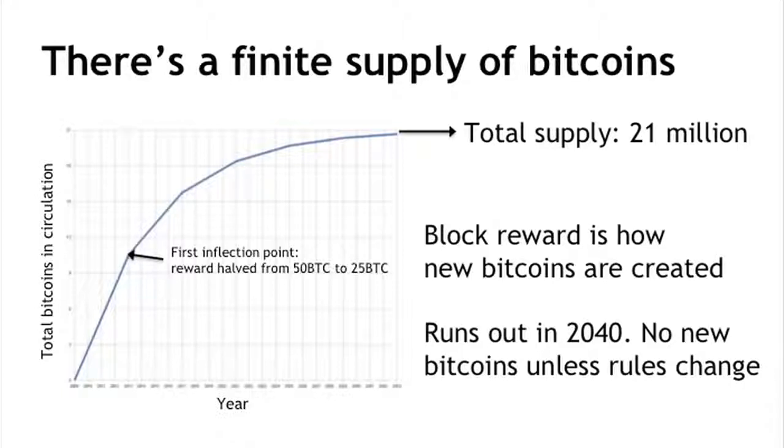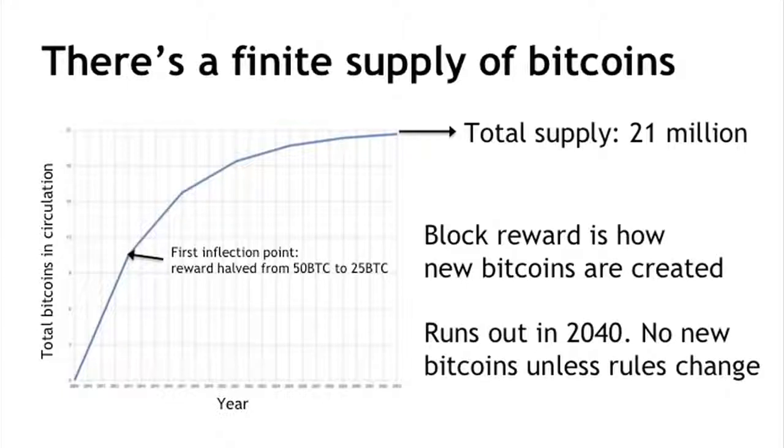Also worth noting is that this is the only way in which new bitcoins are created. There is no other coin generation mechanism, and that's why this is a final and total number, as the rules stand now at least, for how many bitcoins there can ever be. And this new block creation reward is actually going to run out in 2040 as things stand now.